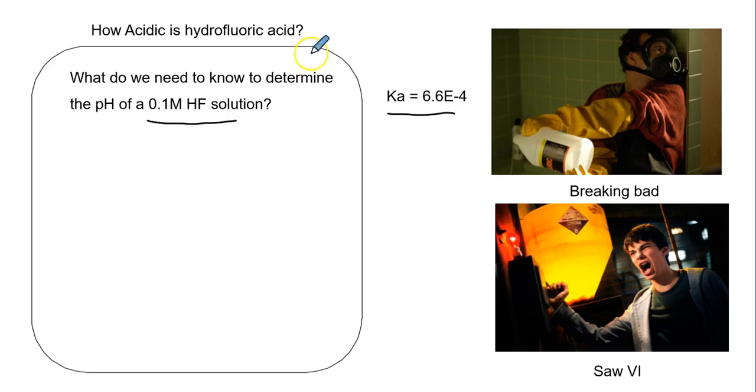Now again, HF I have here as common. It's got a pretty theatrical history. In Breaking Bad, and you may or may not be familiar with Breaking Bad, they dissolve a drug dealer with hydrofluoric acid. In Saw 6, yes, Saw 6, they have a torturing device using hydrofluoric acid. So is hydrofluoric acid nasty because of its acidic properties? The answer really is no. It's not a strong acid. It's a weak acid. And here's the Ka value for hydrofluoric acid.